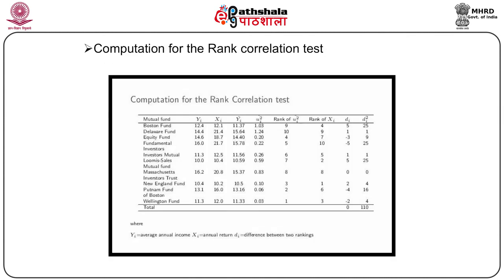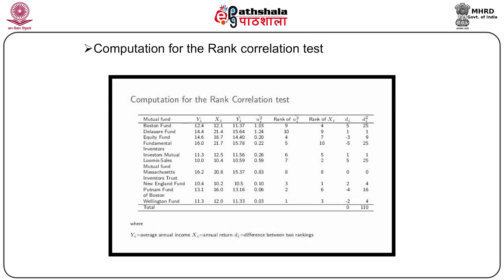For the computation of the rank correlation test, we have used the following data set. The data set contains the names of different mutual funds, their corresponding average annual income denoted by yi, which is the dependent variable, and corresponding to each of these mutual funds, we have the x variable or the independent variable, which is denoted by xi, and xi is the annual return.